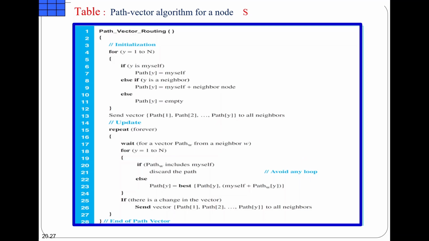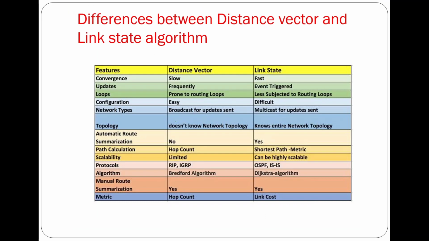Here it is the same thing, but instead of the least cost value, here we are talking about the least number of nodes. So here there are differences. What are the differences between the distance vector algorithm and the link state algorithm? Both are the same, but the link state will use the flooding concept, and distance vector will not use flooding. Due to flooding, link state is very fast. Distance vector is a little bit slow.